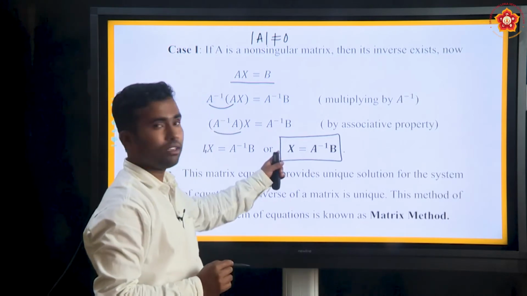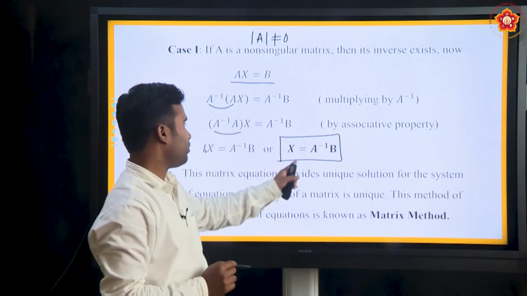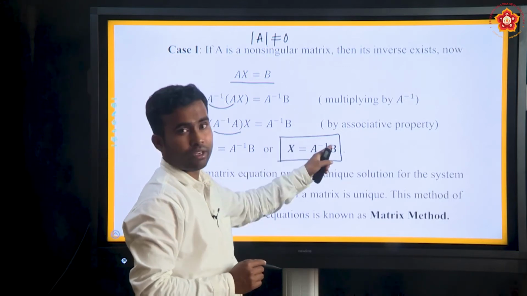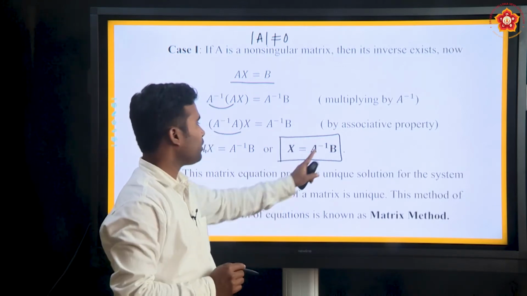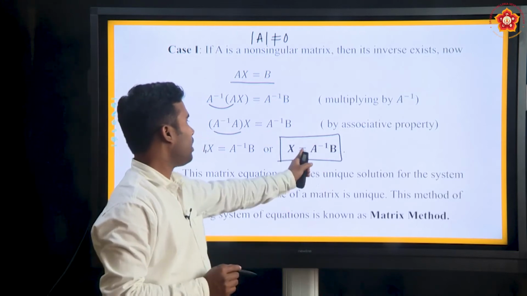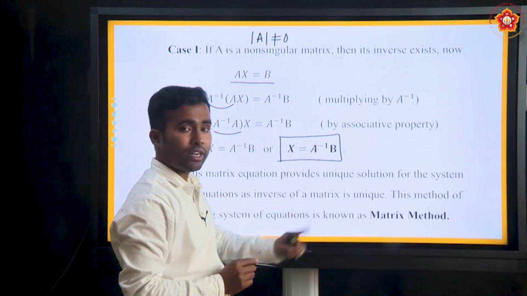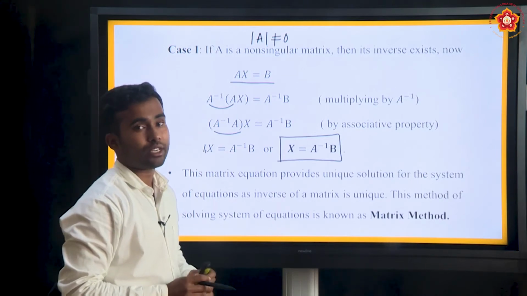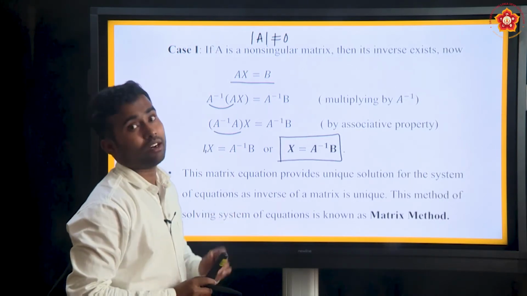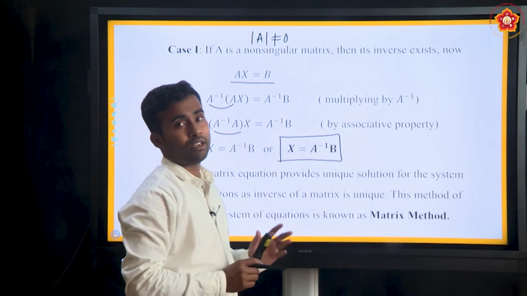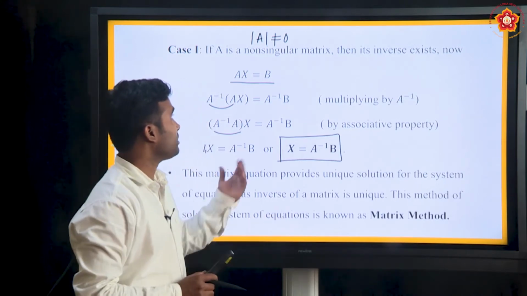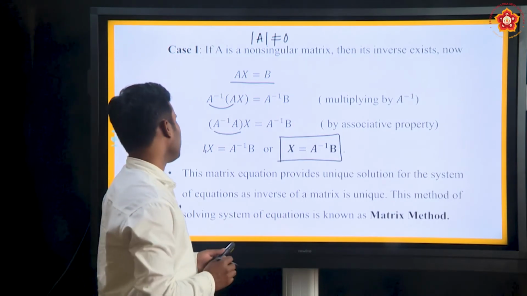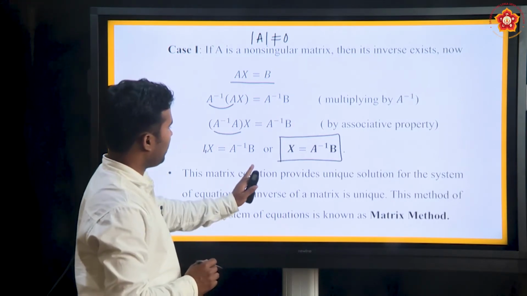What is X? The variable matrix. What is A inverse? The inverse of the matrix A, and B is B itself. After multiplying A inverse into B, you will get the solution of the system of equations, understand? With the condition that the matrix should be non-singular. If it is singular, then the solution does not exist. I hope you understand.